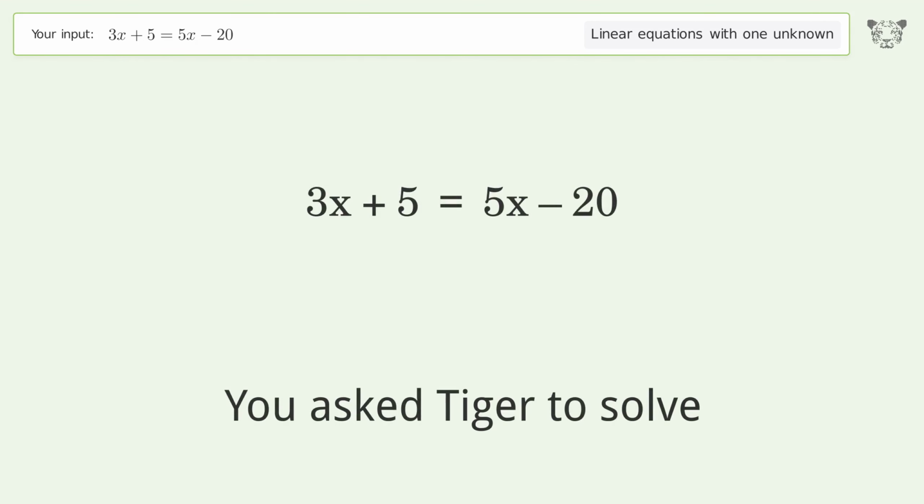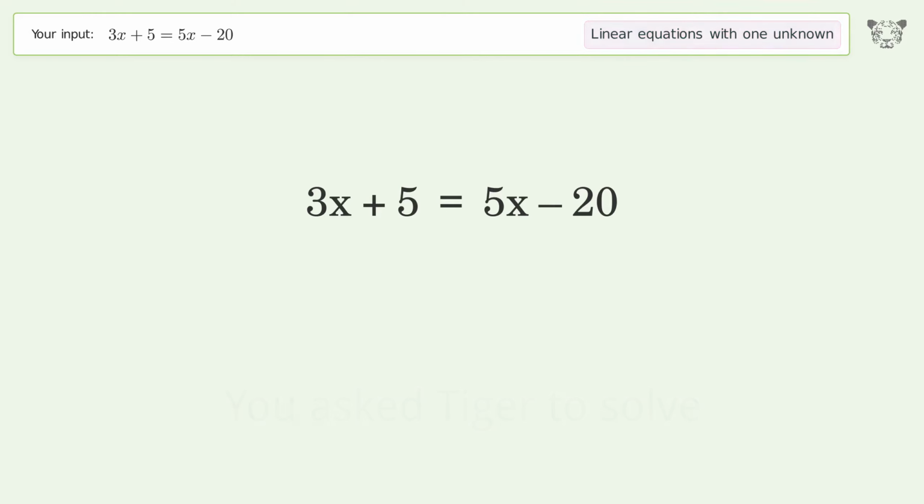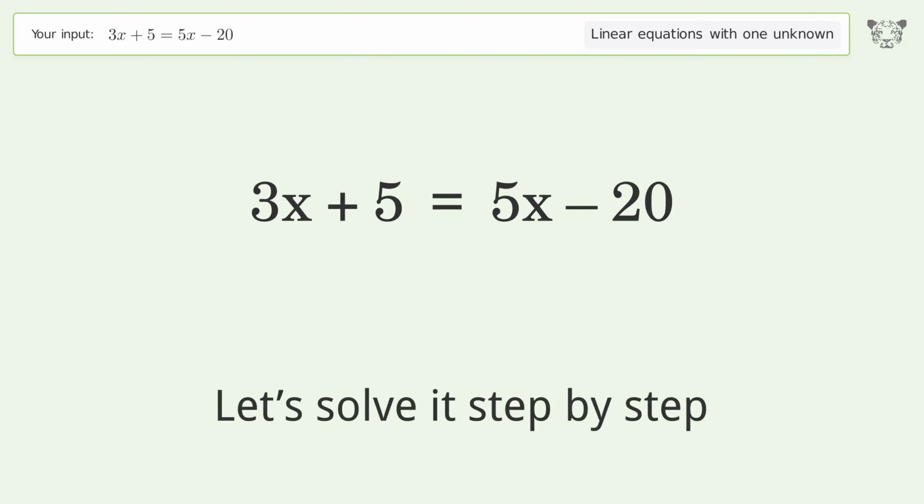You ask Tiger to solve. This deals with linear equations with one unknown. The final result is x equals 25 over 2. Let's solve it step by step.